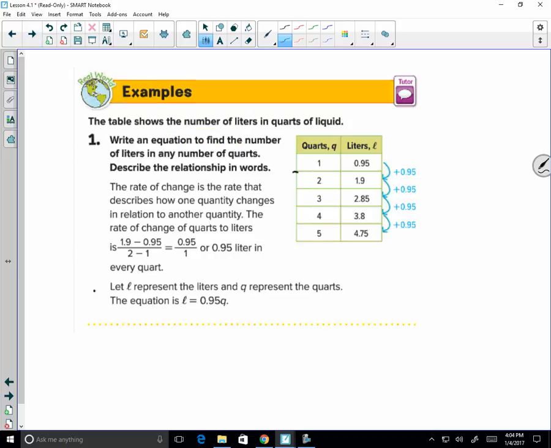Example 1 here. The table shows the number of liters in quarts of liquid. Write an equation to find the number of liters in any number of quarts. Describe the relationship in words. So this first part says to write an equation.